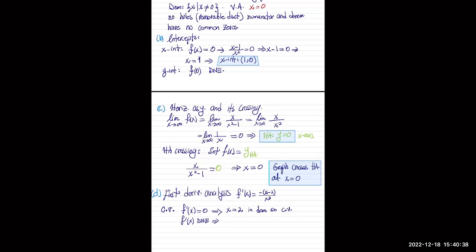Uh-oh. The -1 should be on top. Yeah, x minus 1 should be on top. So it's x minus 1 over x squared. Yes, we'll fix that.